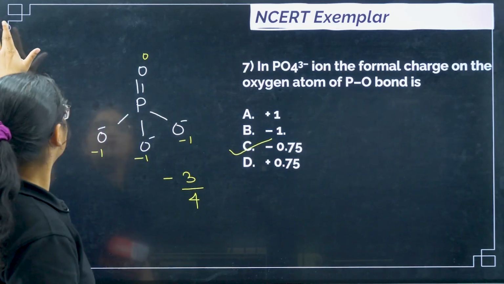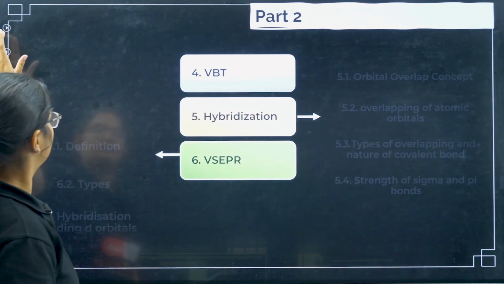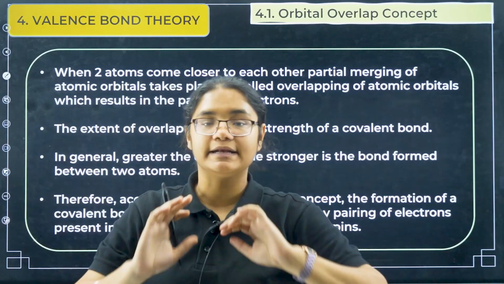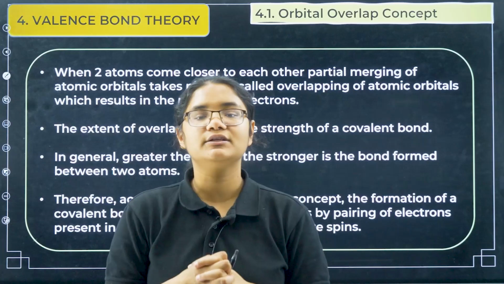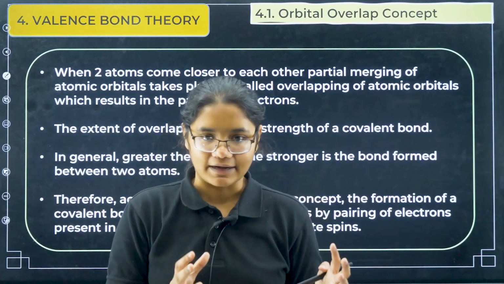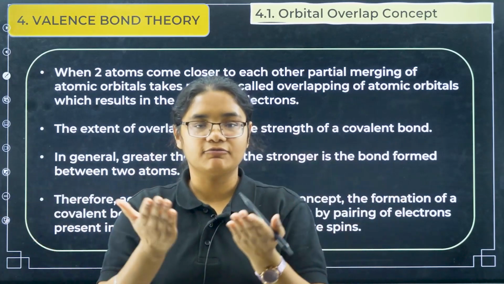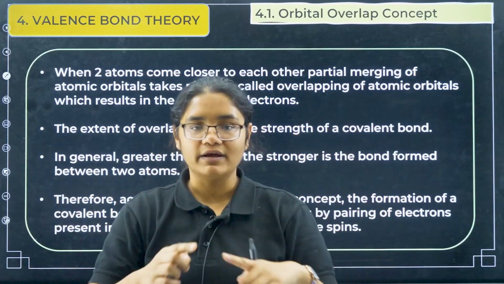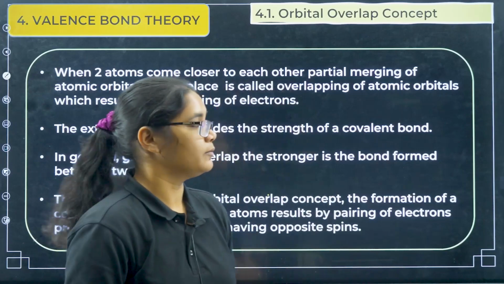Okay. Next we will move to our next concept, that is valence bond theory. You don't have to go too much into detail about valence bond theory, but what is the concept of valence bond theory? Valence bond theory says that the valence orbitals, meaning the last orbitals of an atom, participate in the bond formation. Suppose A and B are forming a bond, then the last orbital of A and the last orbital of B will overlap and bond formation will take place. That is the theory of valence bond theory.